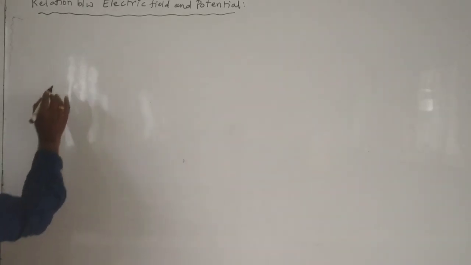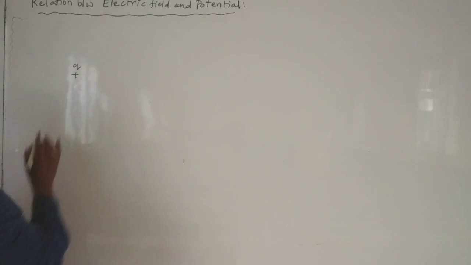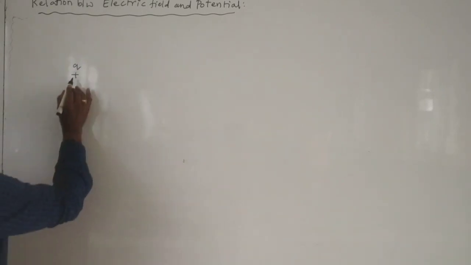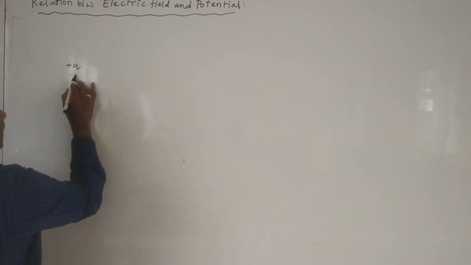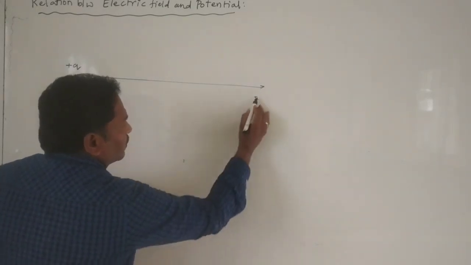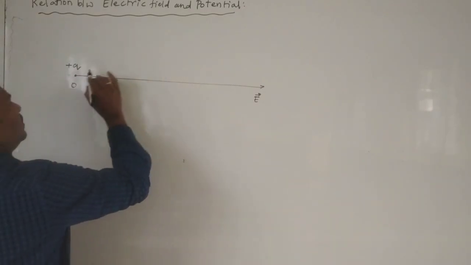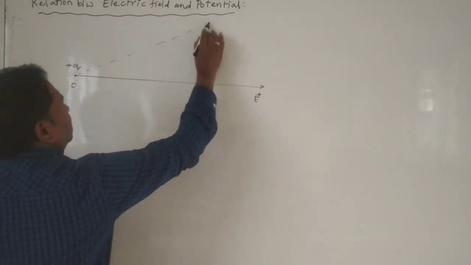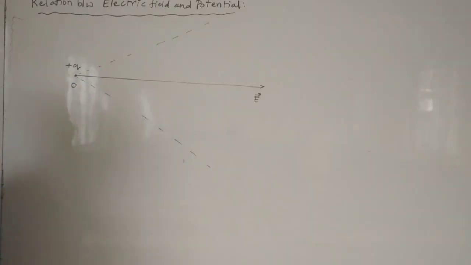So now consider a charge plus Q. This is the plus Q, and this produces an electric field from point O in this direction. So field lines may be in this direction or in this direction. So field lines are in all directions.